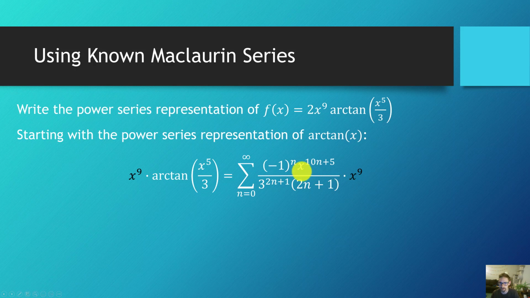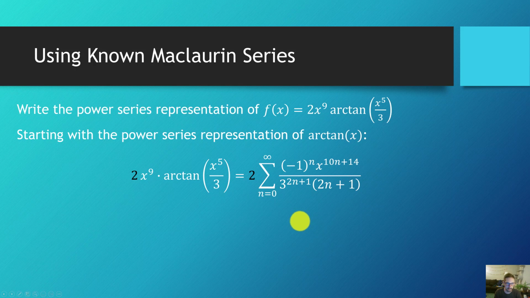We have x to the 10n plus 5. We have x to the 9th. They're exponential expressions that have the same base, so we just add their exponents. 10n plus 5 plus 9 would be a 10n plus 14. Awesome. And the last thing here is the 2 out front.